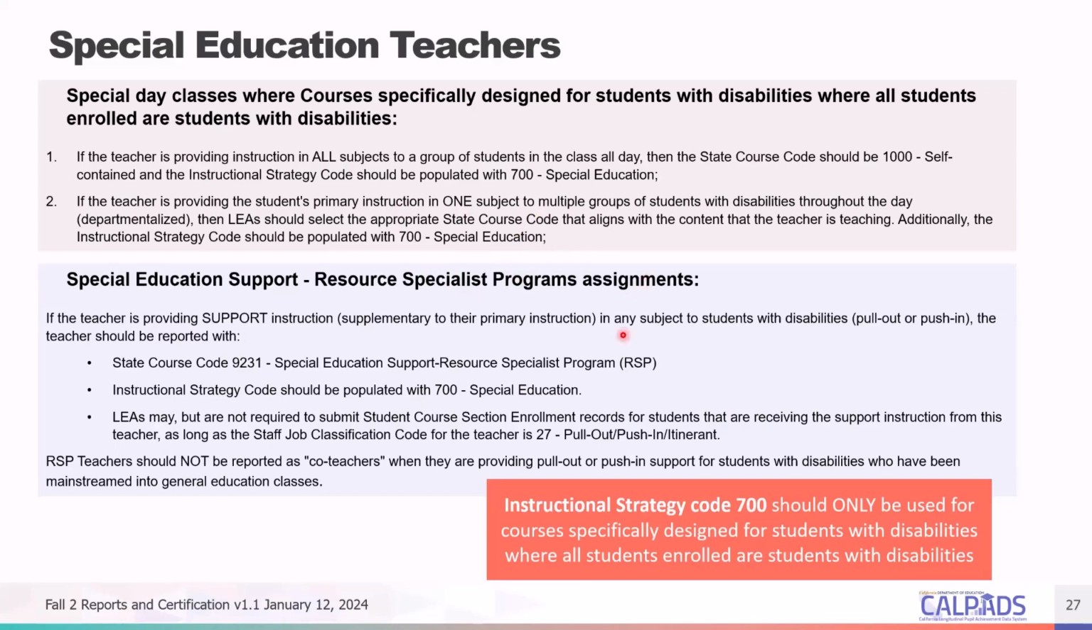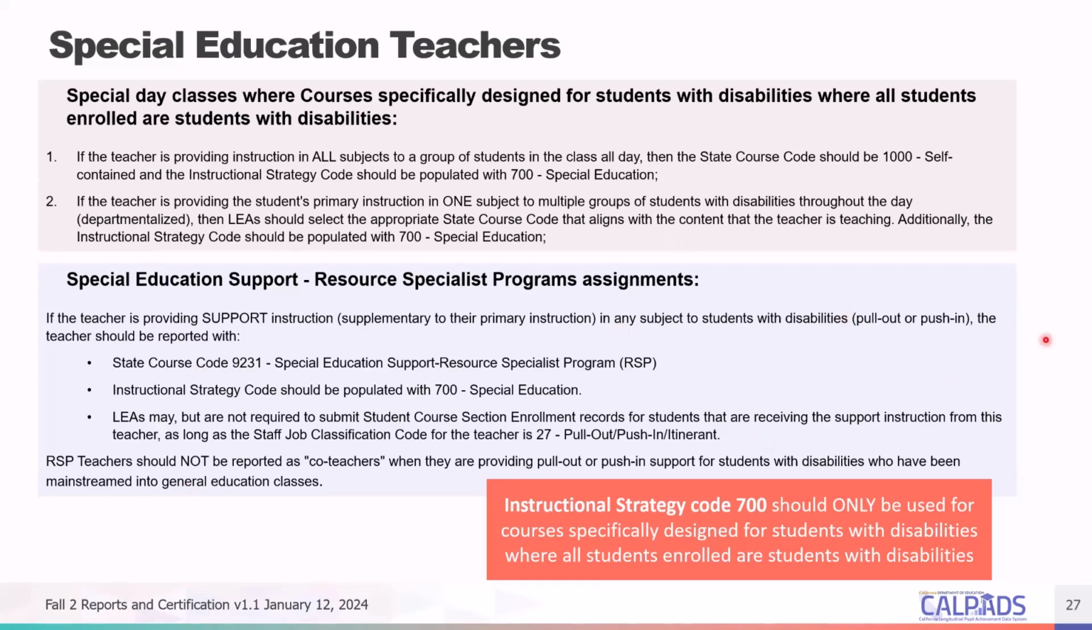Now, for RSP teachers, most of the scenarios I get through tickets are RLAs asking how to report RSP teachers who are team teaching a class, or what if an RSP teacher is team teaching with a regular teacher in a self-contained 1000 class. How do you report them? The answer is you have to separate their course. You have to separate their class from the regular mainstream class. And so this scenario will help you with that.